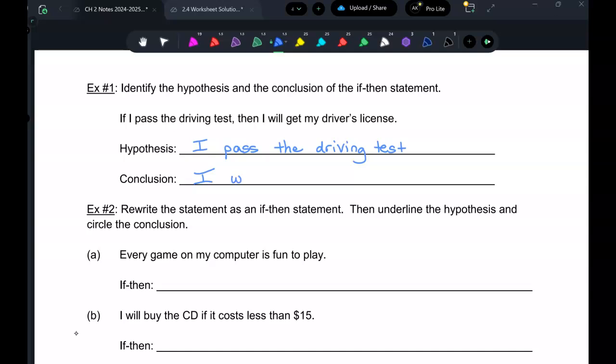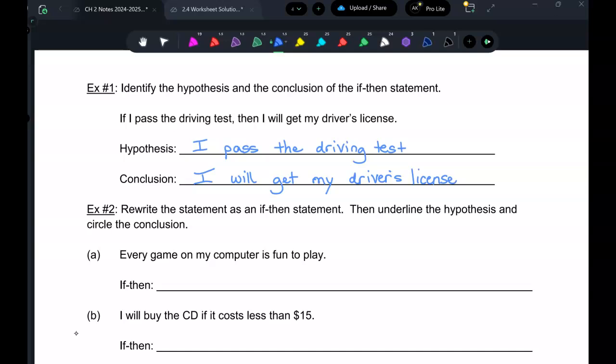Does it stop at the comma? Yeah, it stops at the comma, and then you write the words that come after then, up until you get to the period. So we don't include the punctuation marks. You don't need to put the period after the conclusion, and you don't have to put the comma after driving test.